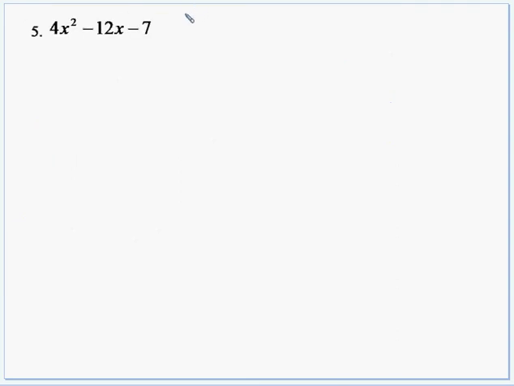Now in number 5, we have a 3 term again, no GCF, but now our a is now greater than 1. We do the same process with the x, but there's just one more extra step we have to do. So you say a times c is a negative 28. My b is negative 12. So my 2 terms are going to be 2 and negative 14.